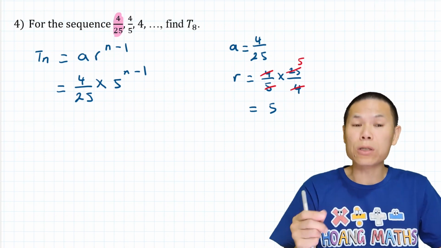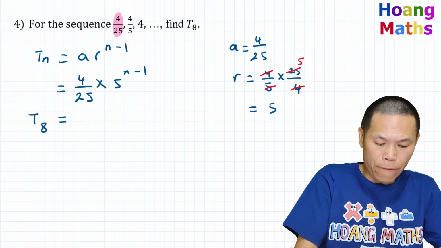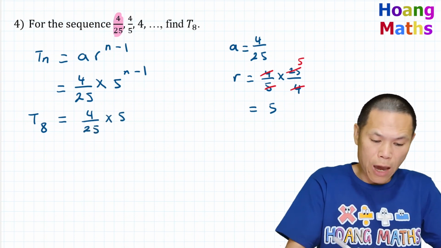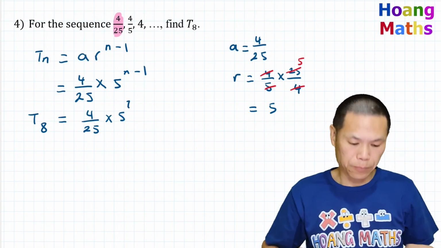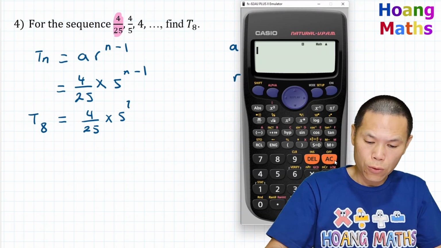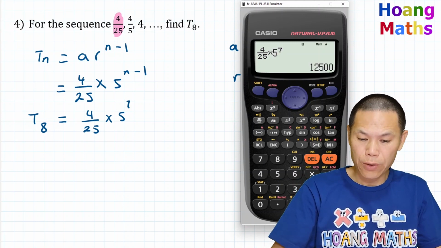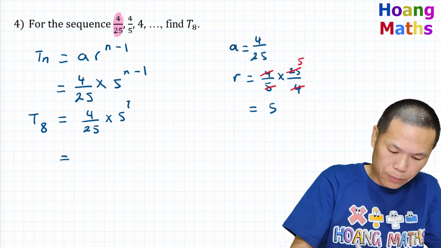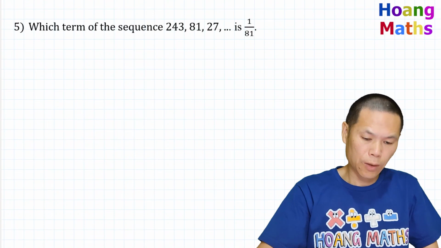But then we need to work out term 8, or the 8th term. So term 8 will give me 4 over 25, we times by 5 to the power of 8 minus 1, which is 7. Now I just put that on a calculator: 4 over 25, times 5 to the power of 7. So there you go: 12,500.